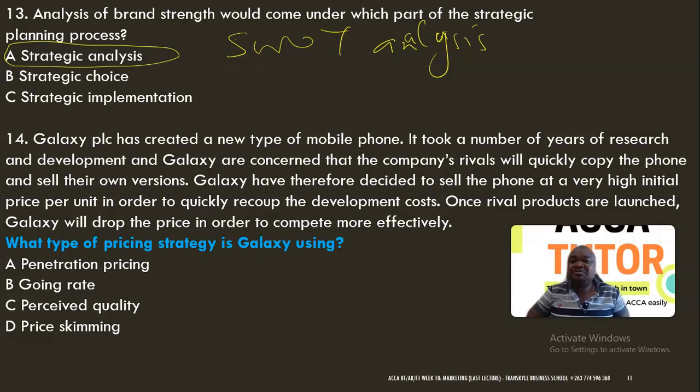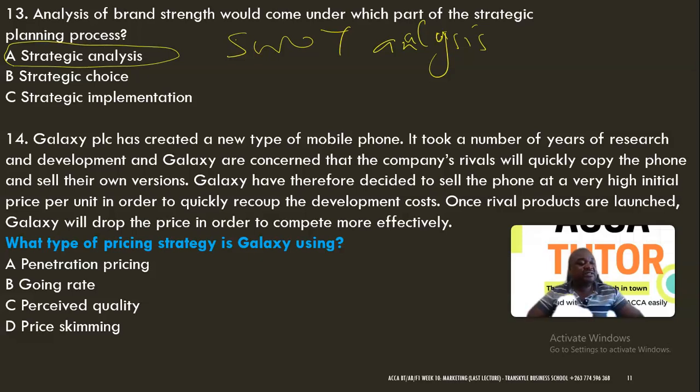All right. Galaxy PLC has created a new type of mobile phone. It took a number of years of research and development, and Galaxy are concerned that commercial rivals will quickly copy the phone and sell their own versions. Galaxy have therefore decided to sell the phone at a very high initial price per unit in order to quickly recoup the development costs. Once rival products are launched, Galaxy would drop the price in order to compete more effectively. What type of pricing strategy is this?